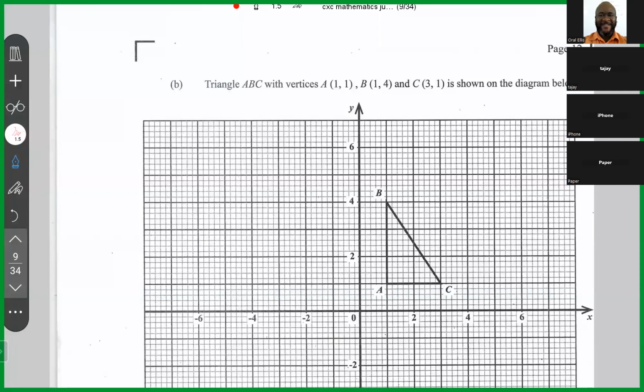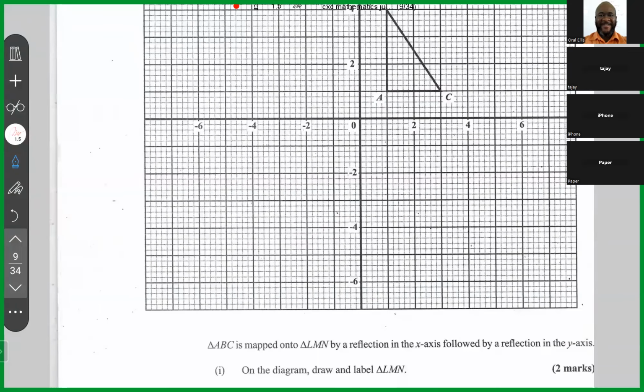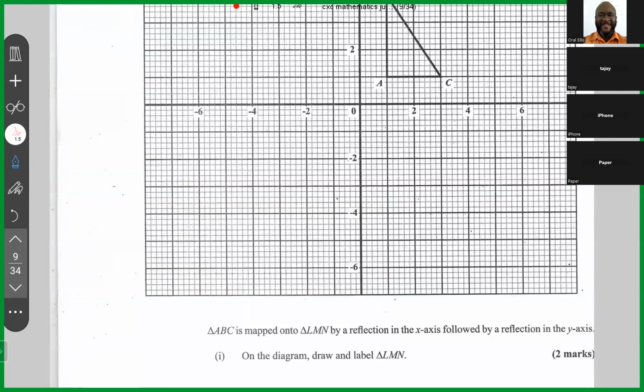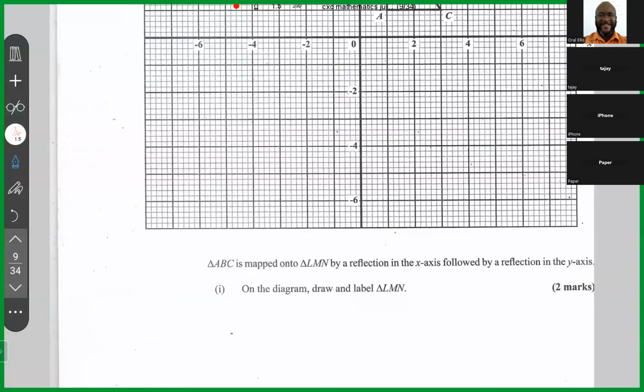All right, so question number 3 says, triangle ABC, with its vertices A(1, 1), B(1, 4), and C(3, 1), is shown in the diagram below. All right, so we can see that ABC is mapped onto LMN by a reflection in the x-axis, followed by a reflection in the y-axis. Then it says on the diagram, draw and label LMN.